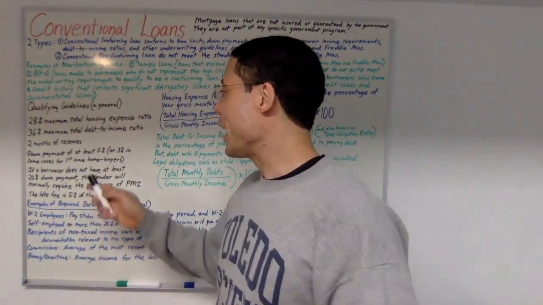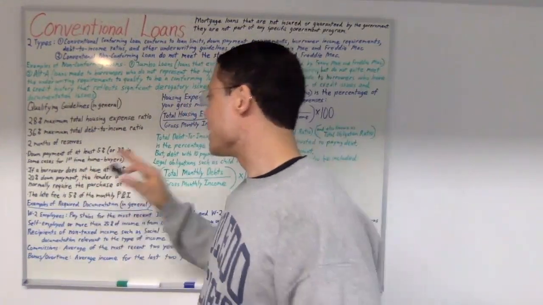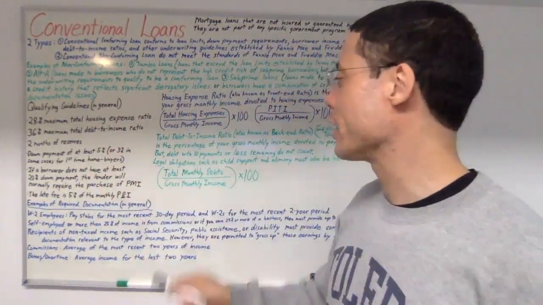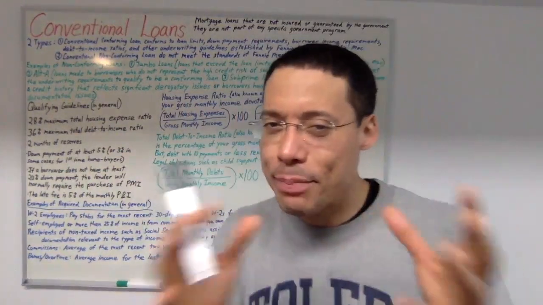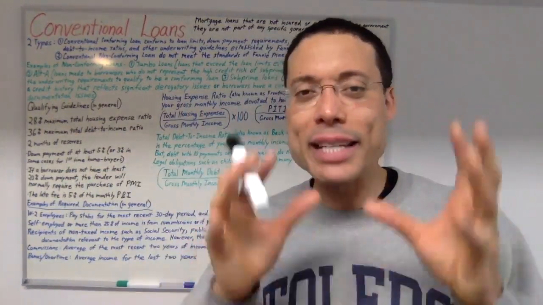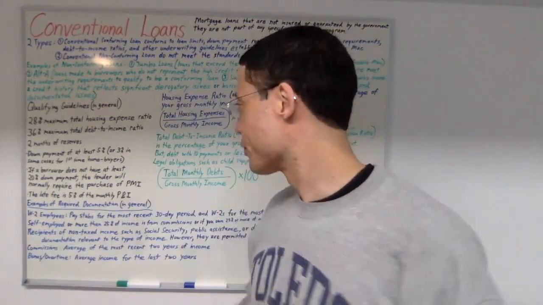Now, if the borrower does not have at least a 20% down payment, the lender will normally require the purchase of PMI. What is PMI? What does PMI stand for? PMI stands for private mortgage insurance.